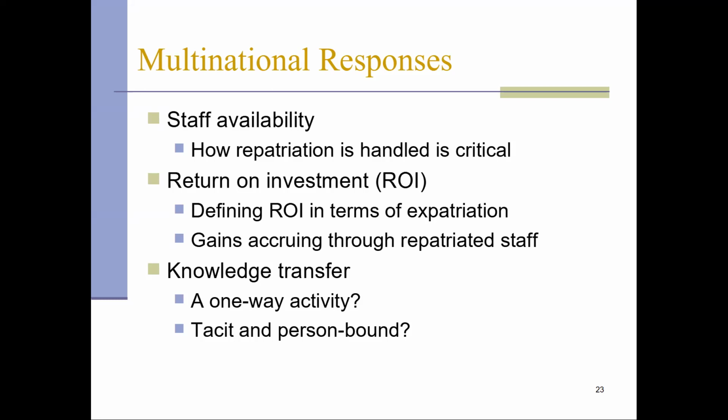And also sometimes they may have tacit knowledge, or person-bound knowledge. Do you have any idea what tacit knowledge is? Tacit. Can anyone say something about tacit knowledge?